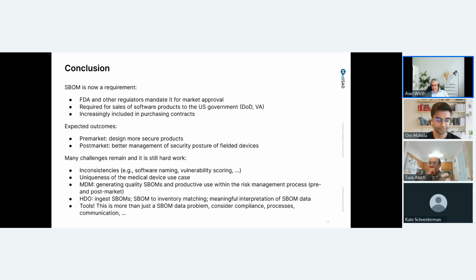And all of this requires tools, right? The amount of data is just way too complex for humans to handle. It is more than just an SBOM data problem. It includes things like compliance, processes, communication, and again, inventory matching, and so forth.